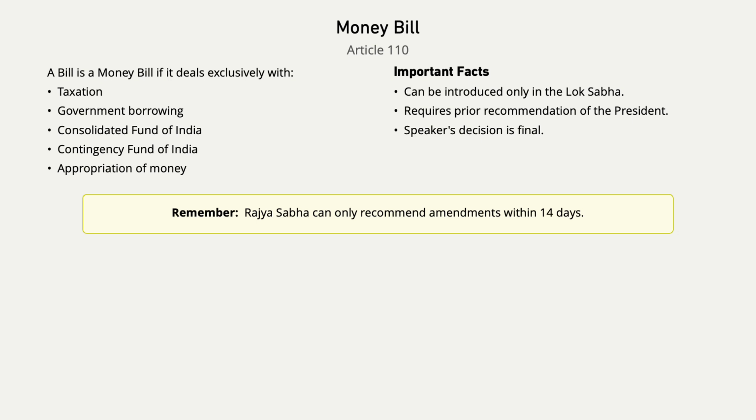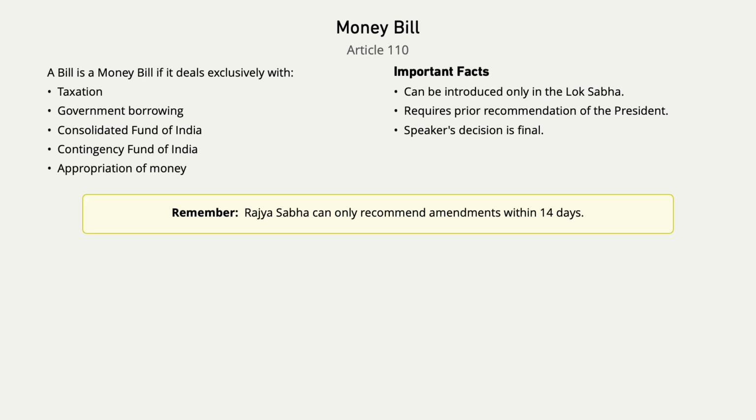Okay, when it comes to the Indian budget, you will learn more about it in economics. I cannot waste too much time explaining the details of the money bill and so forth, but you need to know that anything related to taxation, government borrowing, Consolidated Fund of India, Contingency Fund of India, appropriation of money, that is considered as money bill. Now, appropriation of money is just the right that you need to spend, to take money out from the Consolidated Fund of India. If there's any bill that intends to take money out from the Consolidated Fund of India, it's known as appropriation bill. Okay.